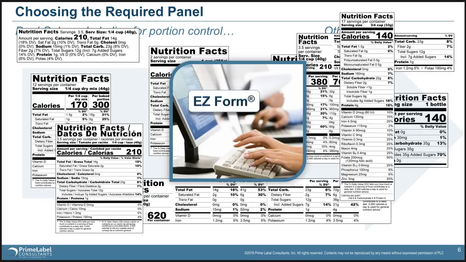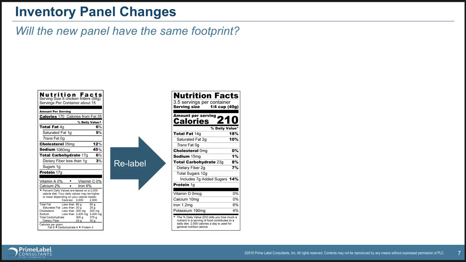Many experts and software programs are still figuring this out. Prime Label offers a Nutrition Navigator expert system called EasyForm, which is the only tool that we know of to correctly select nutrition panels accurately. After selecting your panel, it's time to compare it to your old panel and see if it fits in the same spot. If so, you're lucky and will merely need to relabel, switching out the data and little else.